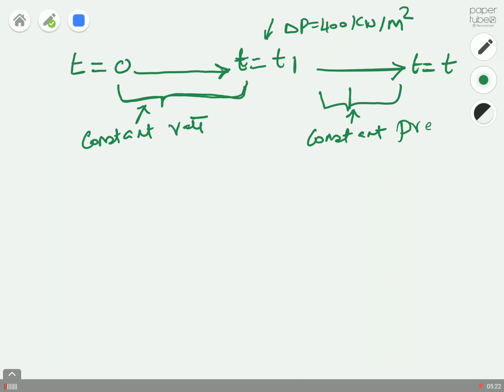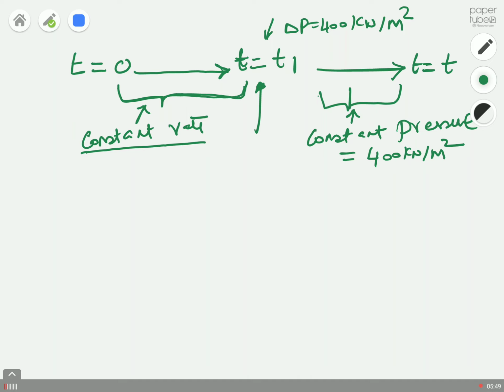So from T1 we are going to maintain the pressure difference constant, which is around 400 kilonewtons per meter square. So from T equal to T1 to T equal to T, we are going to run everything at a constant pressure, and from time T equal to 0 to T equal to T1, we are going to filter at a constant rate.